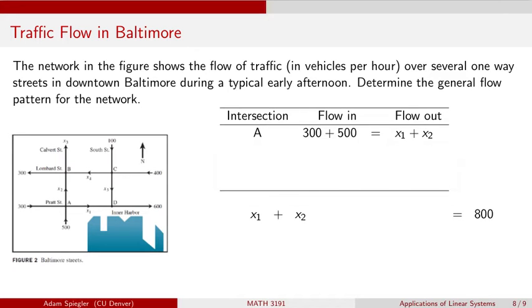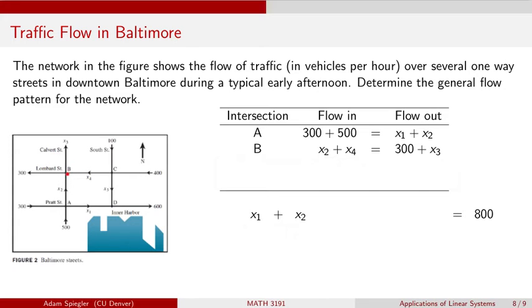And so that gives us one linear equation for intersection A, which is dependent upon these two variables, x1 and x2. So namely, we see x1 plus x2 has to equal 800. And then we can move to intersection B, and do a similar balancing of inflows and outflows.